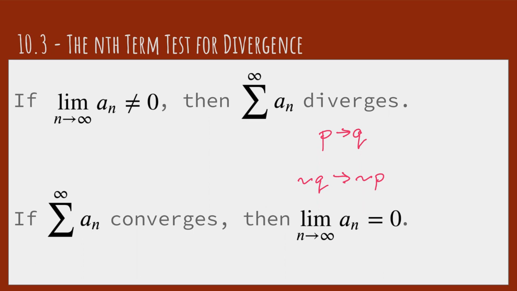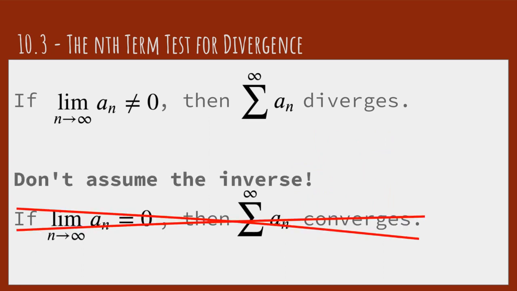Not as useful to us, because usually the question is, does the series converge or diverge? But the nth term test for divergence is just the contrapositive of that, which has to be true. We do need to be careful that we don't assume that the inverse is true. The inverse is what we get if we just negate both the hypothesis and conclusion in our conditional.